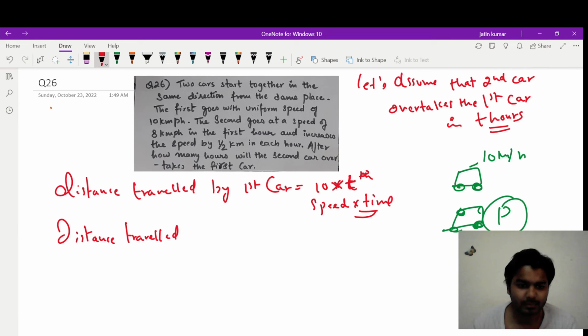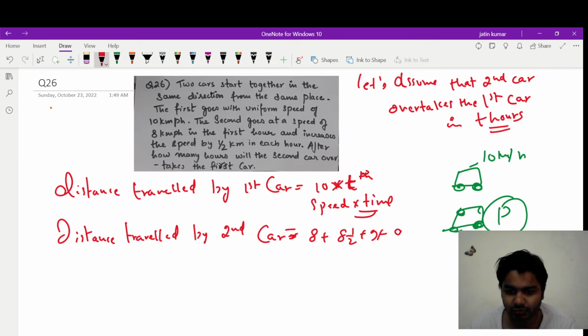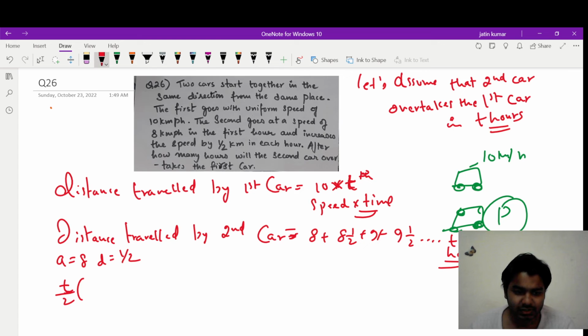okay, we have to apply a formula because the speed is not constant. The speed is changing. So 8 plus 8 and 1/2 plus 9 plus 9 and 1/2 and so on till the tth hour. Okay, so we have to apply the formula of the sum. So a is 8, common difference is 1/2. So it will be t by 2, because it goes till the tth hour, so t by 2 into 2 into 8 plus t minus 1 into 1/2.